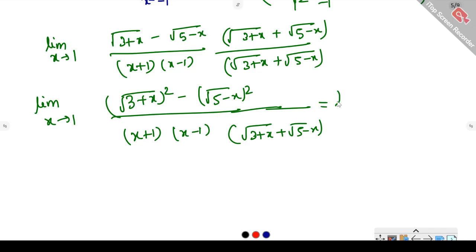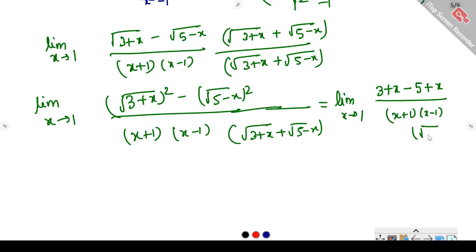Now this quantity can be written, in numerator, as limit x tends to 1, and this is 3 plus x minus 5 minus x. So this is equal to 3 plus x minus 5 plus x, and this is equal to x plus 1, and this is x minus 1 over under root 3 plus x plus under root 5 minus x.